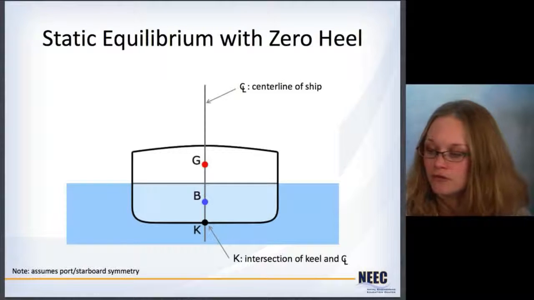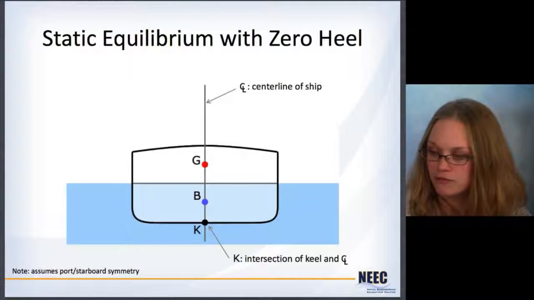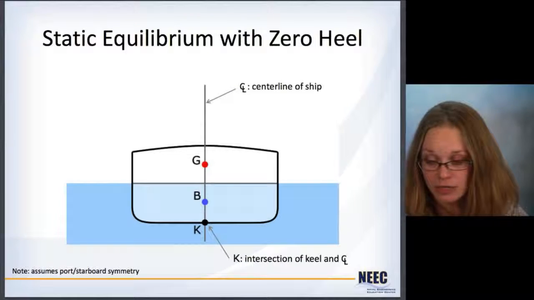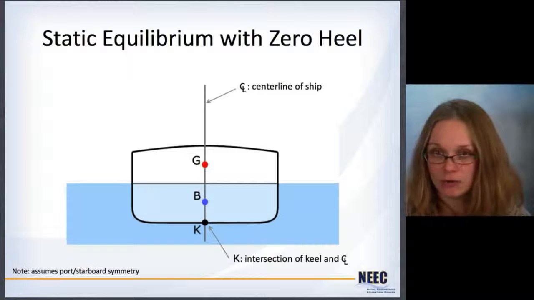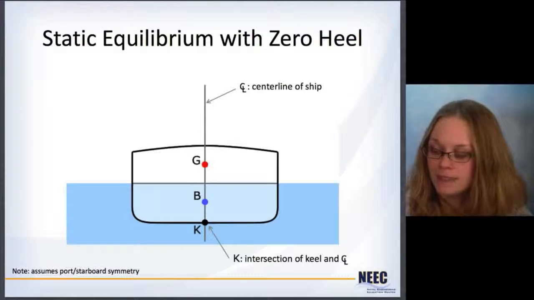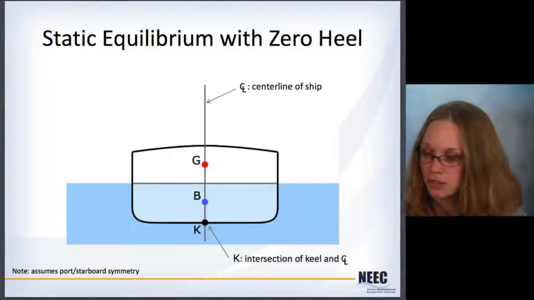For a ship, going back, we have G and B when it's in static equilibrium. G and B will be aligned on the center line of the ship, almost always. Where the center line of the ship intersects the keel, we're going to call that a new point, K, because we'll use that in the next lecture. This assumes port and starboard symmetry with the ship, which is generally the case, so you're pretty safe there.